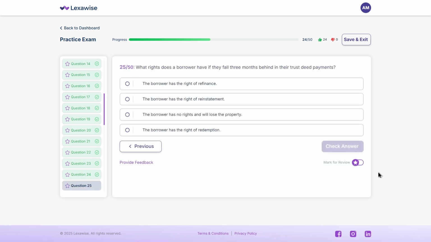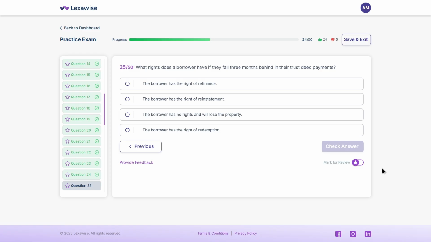What rights does a borrower have if they fall 3 months behind in their trust deed payments? A. The borrower has the right of refinance. B. The borrower has the right of reinstatement. C. The borrower has no rights and will lose the property. D. The borrower has the right of redemption. Think this one through.